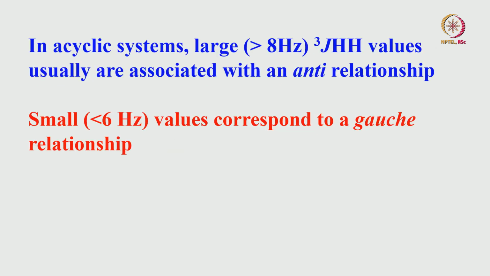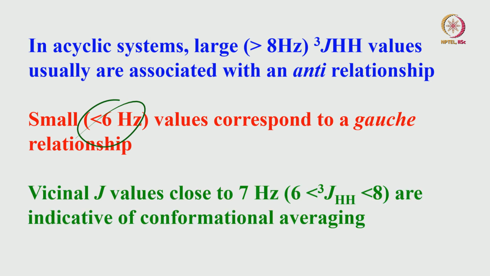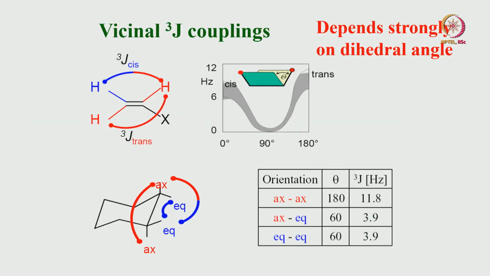And in an acyclic system, 3J coupling is usually associated with an anti relationship, small coupling corresponds to a gauche relationship, and a vicinal coupling of the order of 7 hertz is nothing but time average conformation averaging. That is a guideline for you to understand.